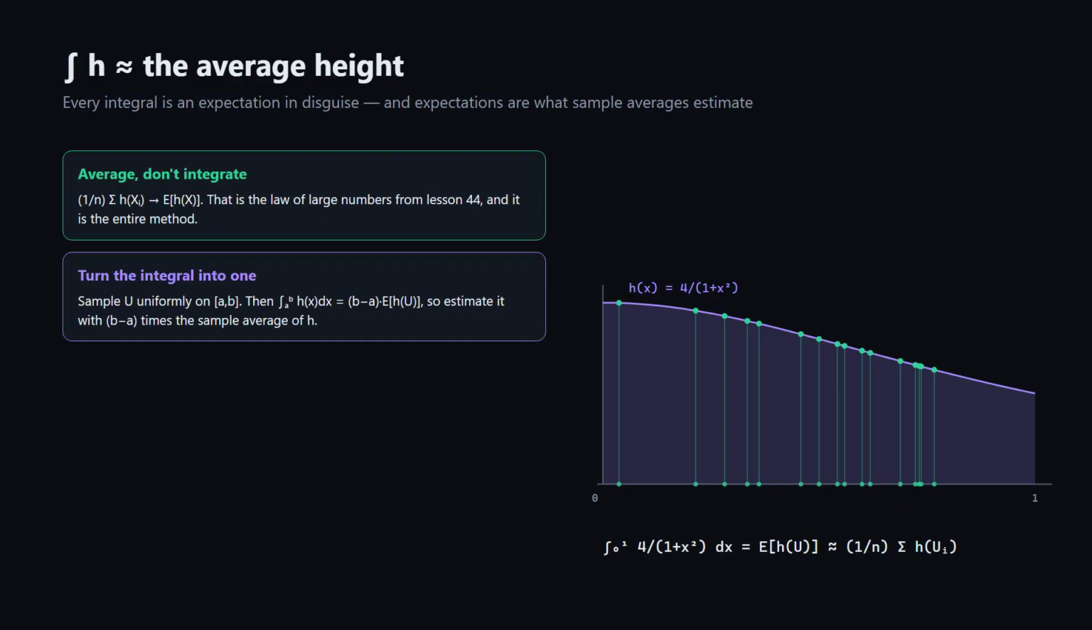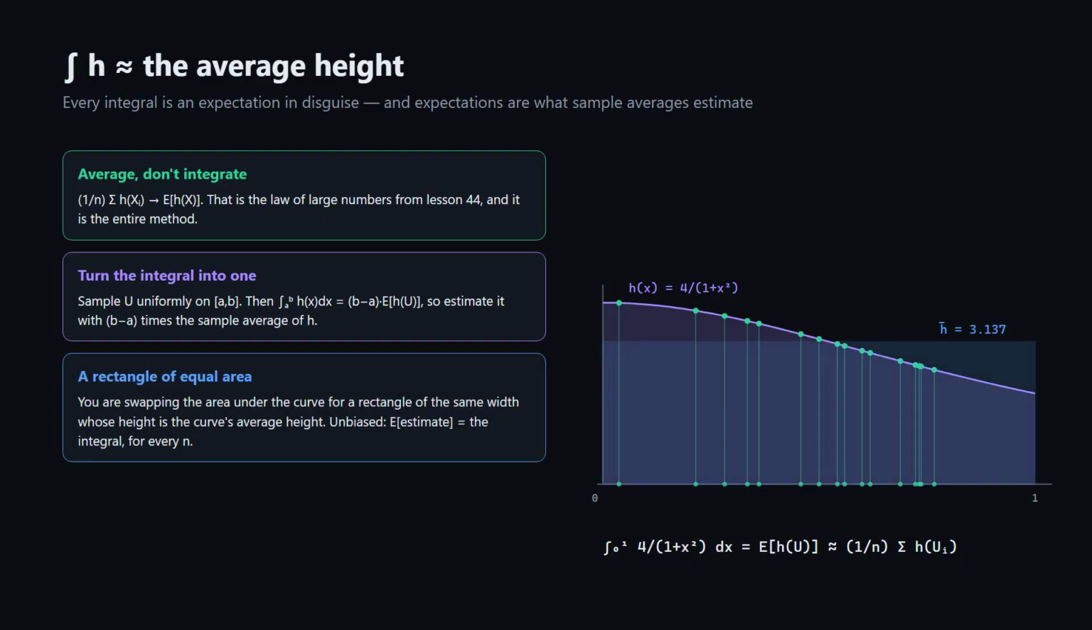To integrate h from a to b, sample u uniformly on that interval. The integral equals (b minus a) times the expected value of h of u, so estimate it by (b minus a) times the sample average. Geometrically, you are replacing the area under the curve with a rectangle of the same width, whose height is the average height of the curve. The samples estimate that average height, and the estimator is unbiased. Its expected value is the integral exactly for every n.